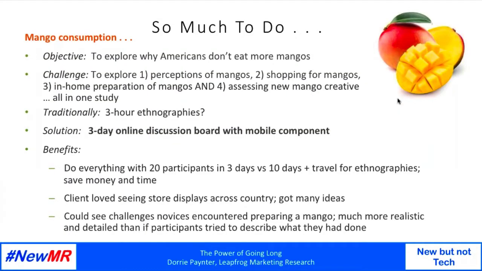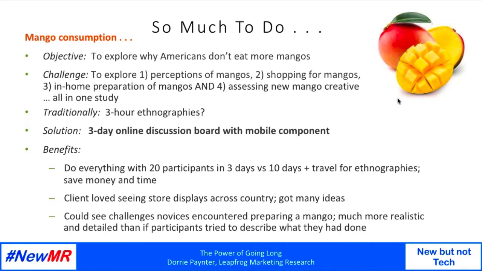So the first example is about mangoes and why Americans don't eat more mangoes. So this is an example of one where we just had a lot to do in a traditional 3-hour ethnography or 2-hour focus group. So the client wanted to explore what Americans' perceptions were of mangoes. They wanted them to go shopping for mangoes. They wanted them to actually prepare mangoes, and they wanted them to assess new mango creative, all in one study, all with the same participants.